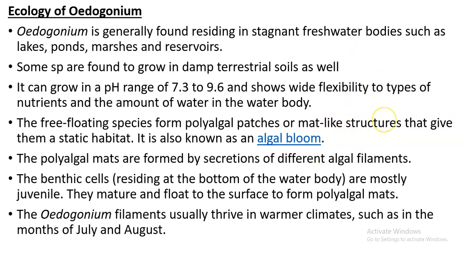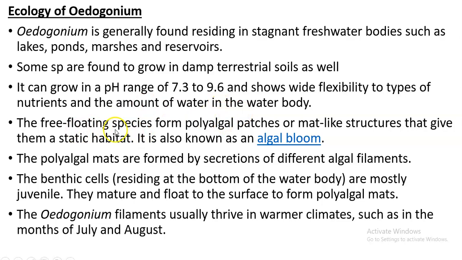It can grow even in an alkaline environment where the pH is around 7.3 to 9.6, etc. So it has a widely adapted type of life cycle. It can live in favorable and unfavorable circumstances. We'll see how it is getting adapted to such unfavorable situations as well.